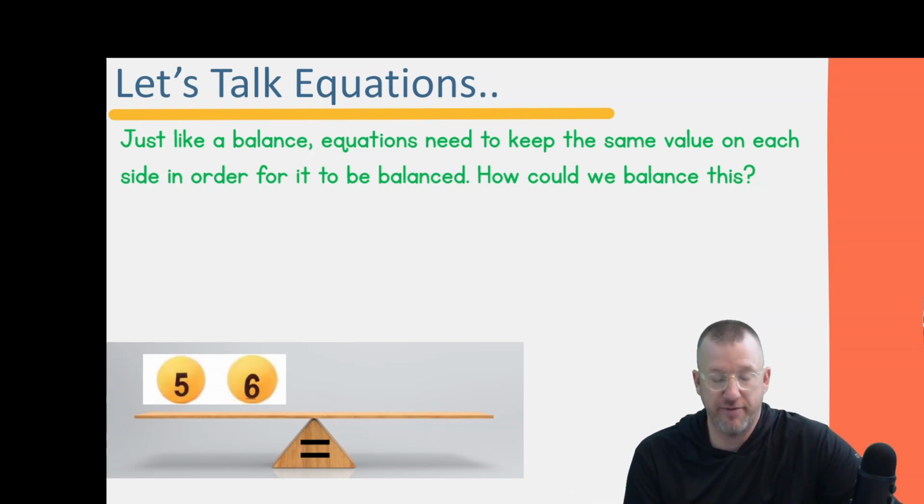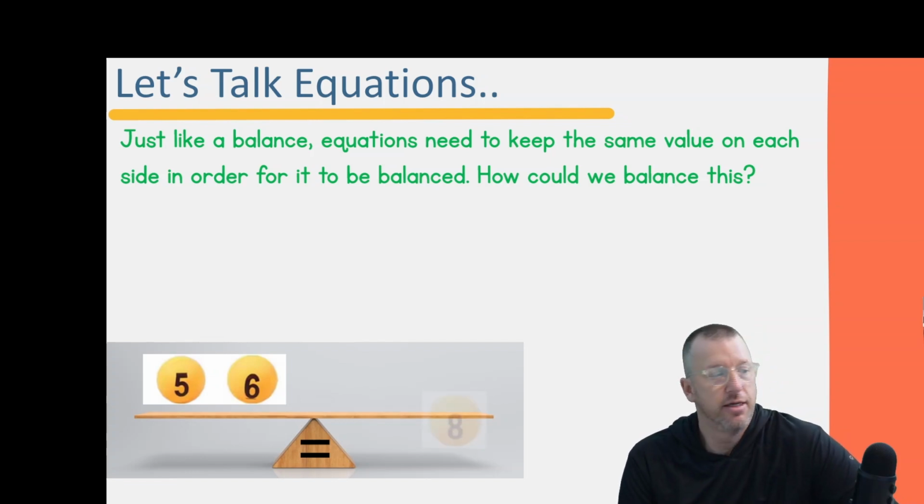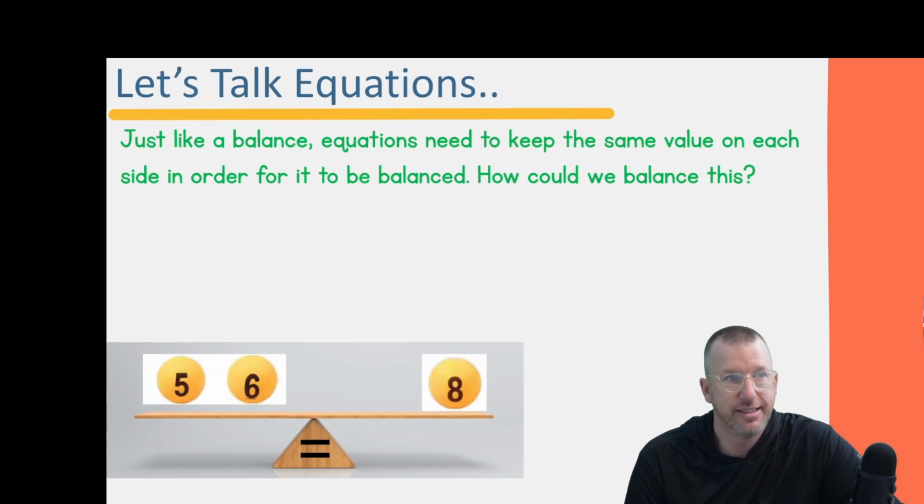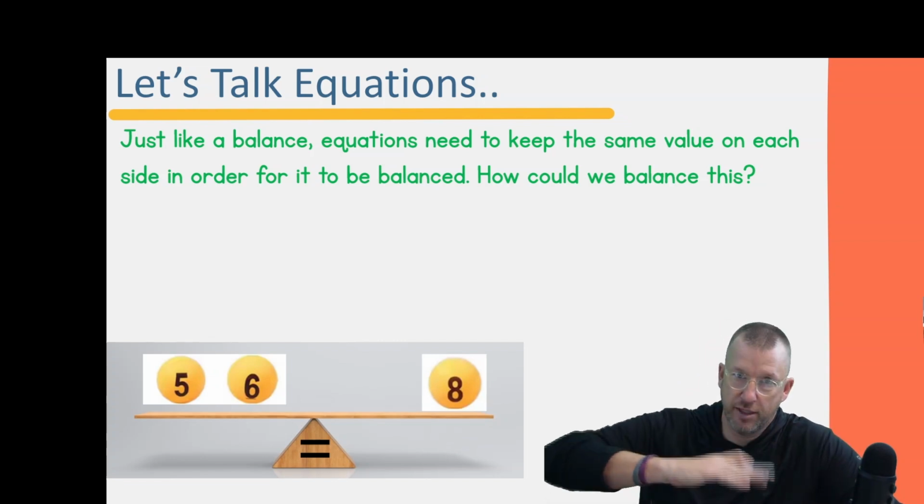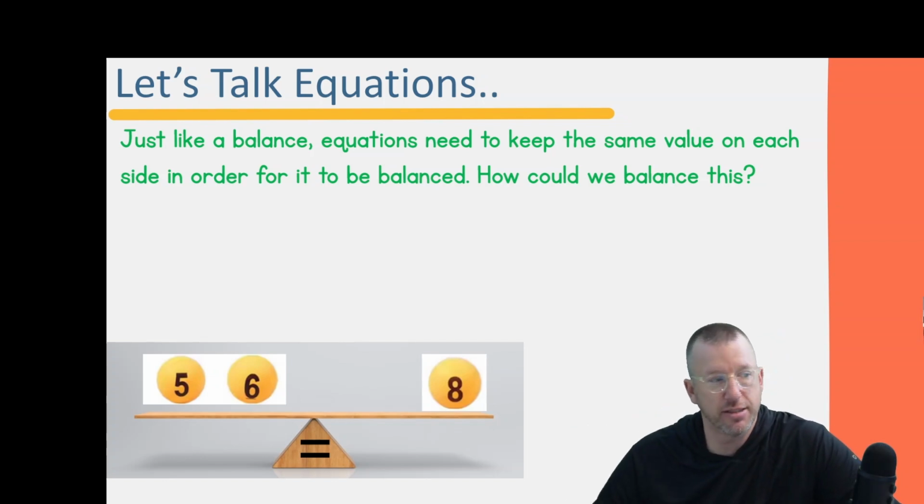So if I had a balance like this, and I had a 5 and a 6 on one side, that equals 11. And on the other side, I only had an 8, that means this is not balanced. So what would happen is the 5 and 6 side would become unbalanced. But how could we show the balance?